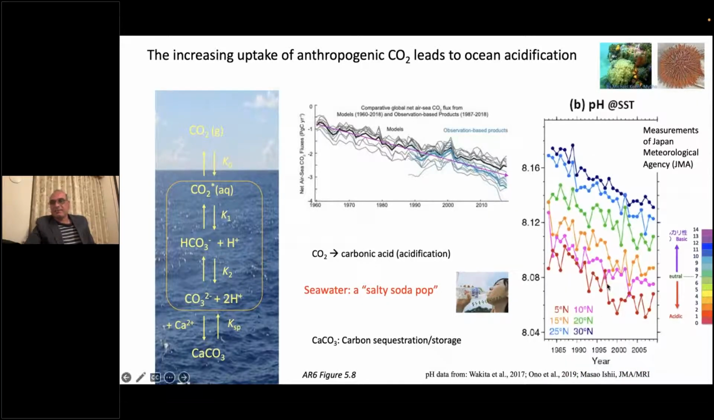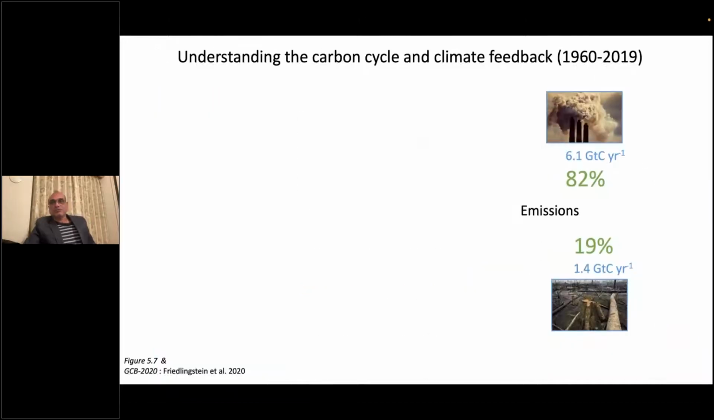The measurements also show everywhere that there is a decrease in pH with time, and a lower pH means we are going from basic toward the acidic form of CO2. So why do I also talk about that? Because we want to understand the whole carbon cycle and the climate feedback. And we discussed the emissions.